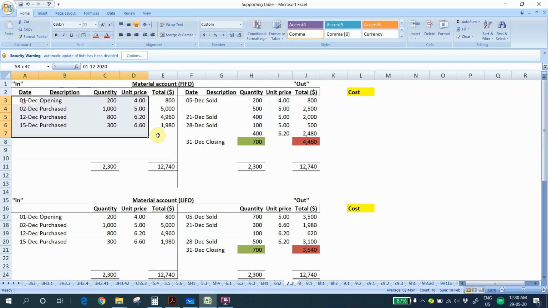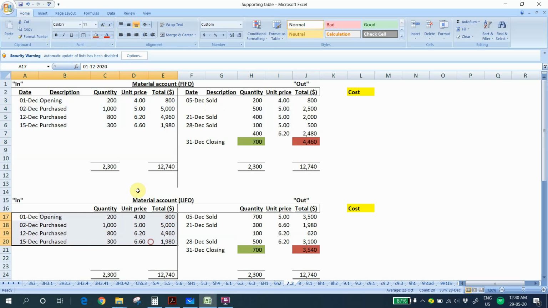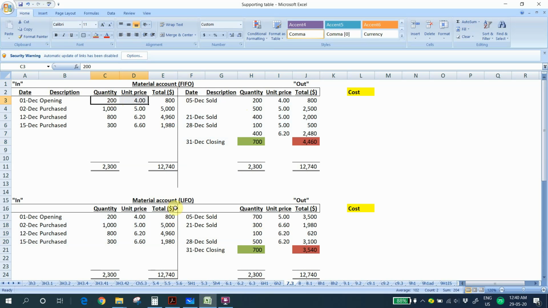You can see that the in items, they are exactly the same. Only the out is different. Why? Because different methods use a different cost method. First in first out, we use the item that we purchased first as the cost. Last in first out, we use the last item that we purchased as the cost. So I hope that this table is a very good comparison for you to understand the features or the difference between your last in first out and first in first out.